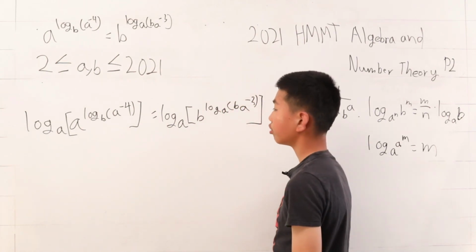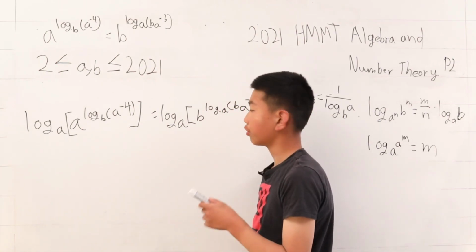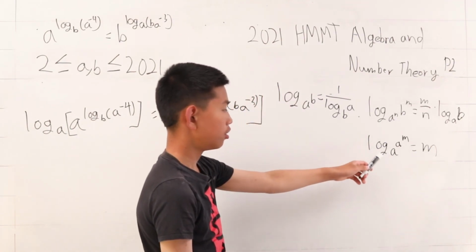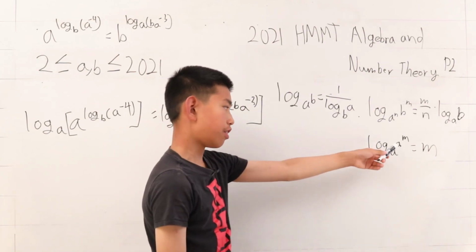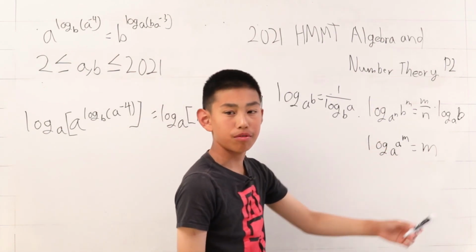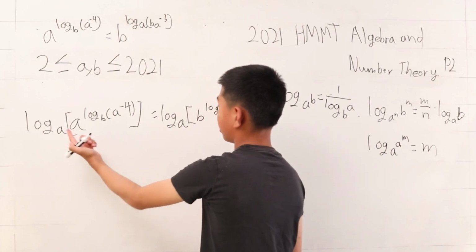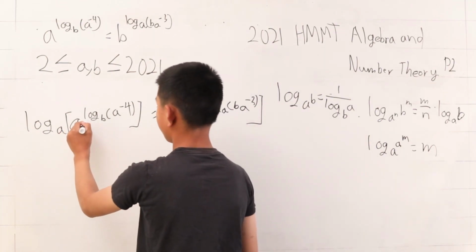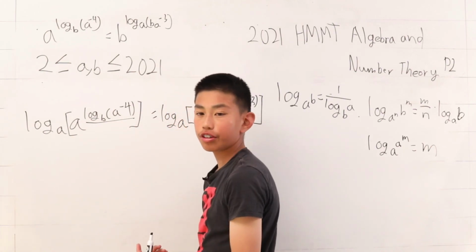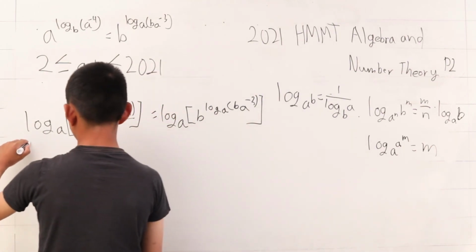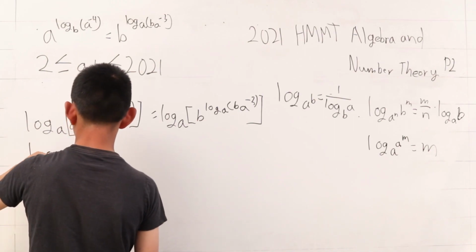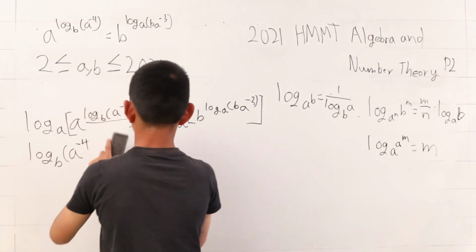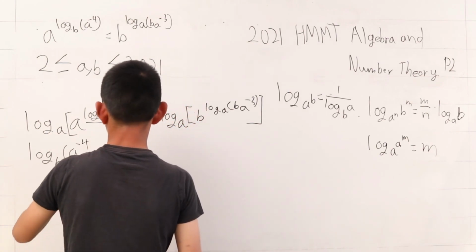Now the first formula we're going to use is this one: log base a of a to the power of m is m. We see this connection on the left-hand side. This is a and this is a. All that's left here is the power. So the left-hand side just reduces to log base b of a to the power of negative 4.